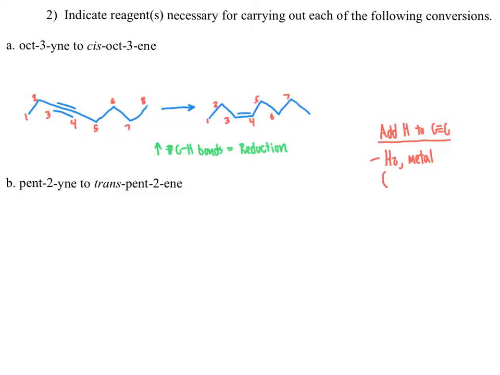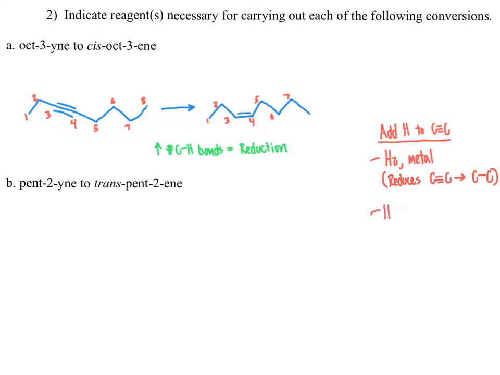So I'm going to put the annotation here that using H2 and metal is going to reduce the carbon-carbon triple bond all the way to a carbon-carbon single bond of an alkane. So that's not going to be an appropriate way to go about doing the reduction that we're seeing here in part A.